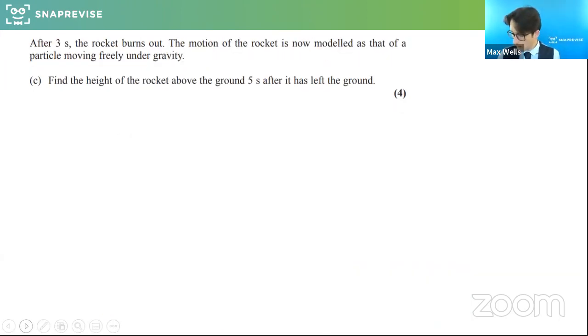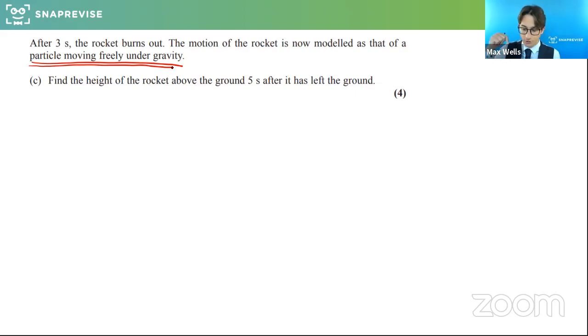So here we go. After 3 seconds, the rocket burns out. The motion of the rocket is now modeled as that of a particle moving freely under gravity. So what is this telling me? What assumption can I take from this? That is actually telling us something very specific. Freely under gravity. What do I know now? Yes, I know the acceleration.